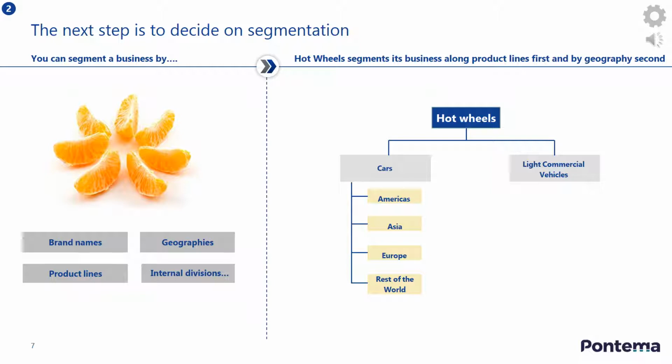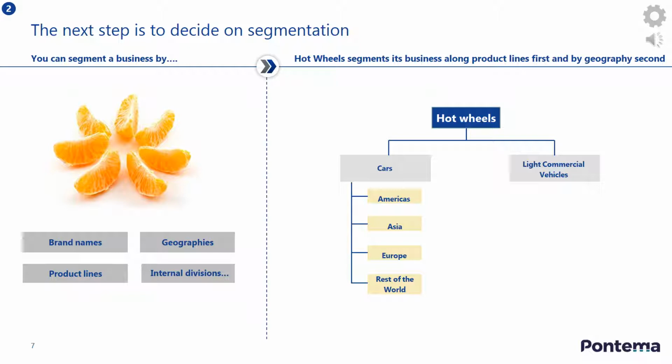The next step relates to segmentation and is about how you want to segment your organization in order to build the business case. You can segment a business by, for example, internal divisions, brand names, product lines, or geographies. Clothing retailer Gap reports its business along its key brands such as Gap, Banana Republic, and Old Navy, whereas Louis Vuitton has 5 product lines, including wines and spirits, perfumes, and fashion and leather goods.